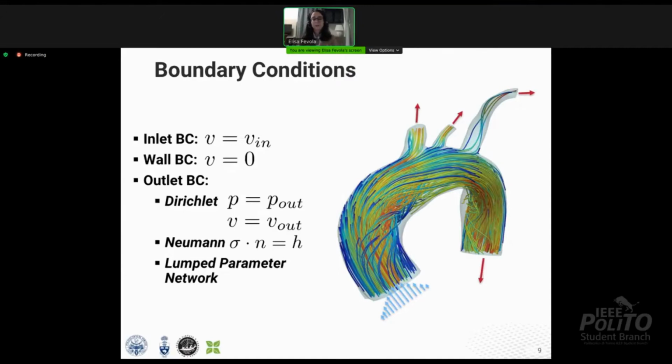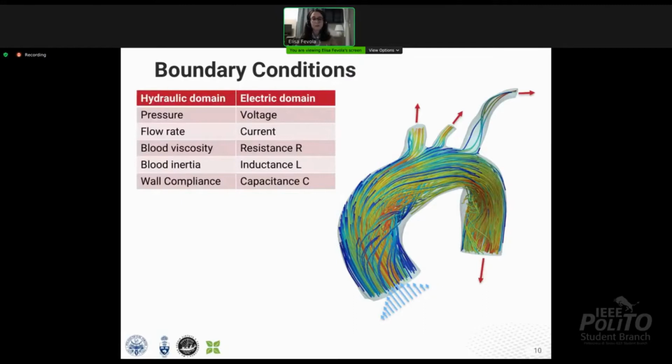Another possibility that is quite interesting is instead using a lumped parameter network. We can do this because we can exploit the well-known analogy between the hydraulic domain and the electric domain. In fact, if we find an analogy between pressure in the hydraulic domain and voltage in the electric domain, as well as between flow rate and current, we can also find sort of duals for the main electric quantities, such as resistance, inductance, and capacitance, but in the hydraulic domain.